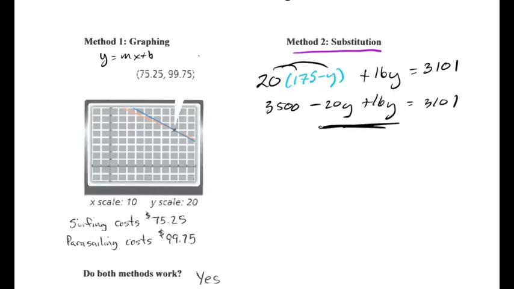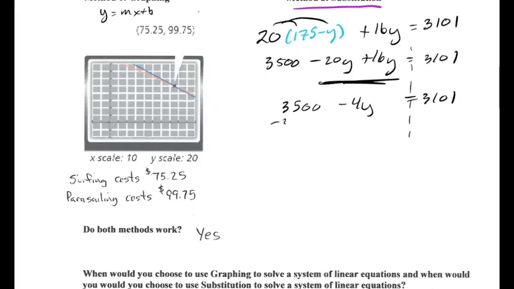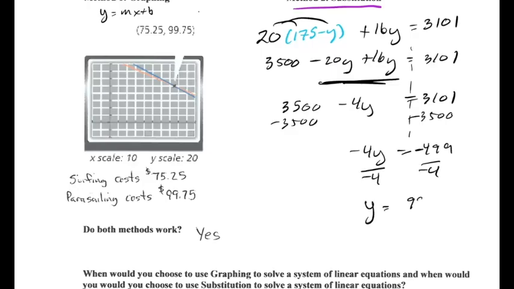Add up like terms anytime you can. Add up terms on the same side. Simplify. We get negative 4y plus 3,500 equals 3,101. And we're trying to get y by itself. So it's minus 3,500, minus 3,500. I get negative 4y equals, what was that, negative 499? I'm using a calculator. Divide by negative 4, and you get y equals about 99.75.